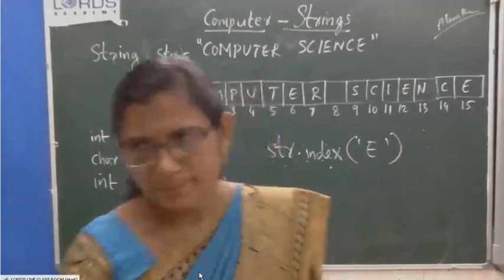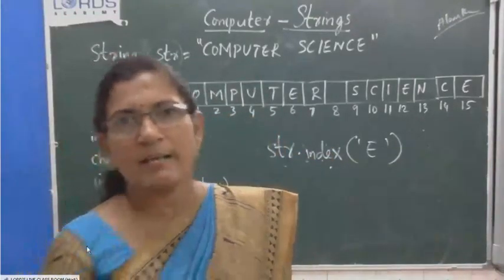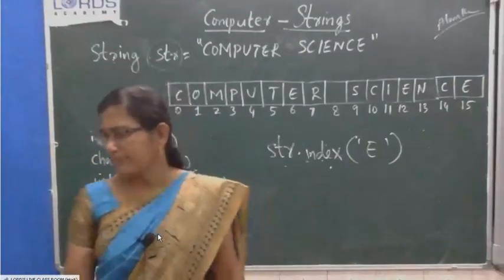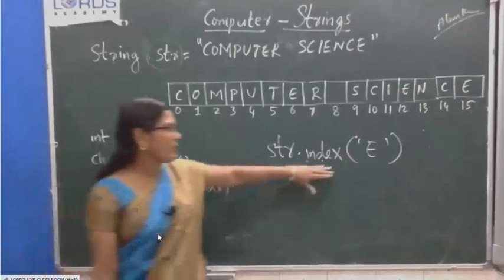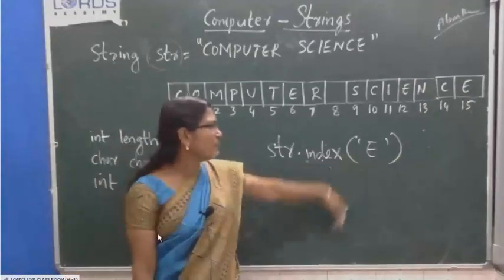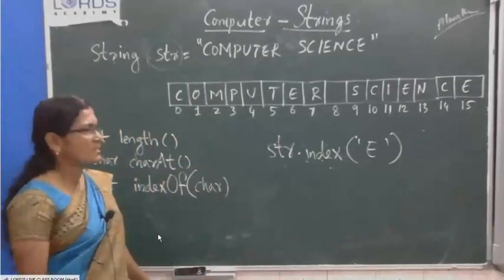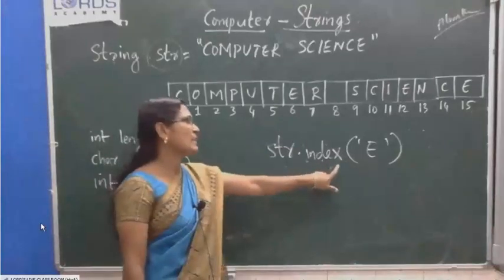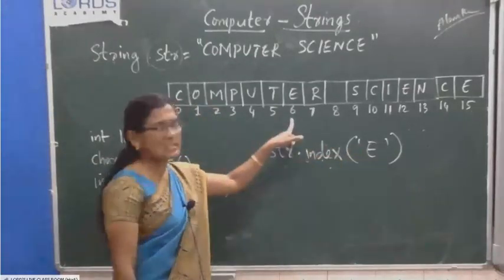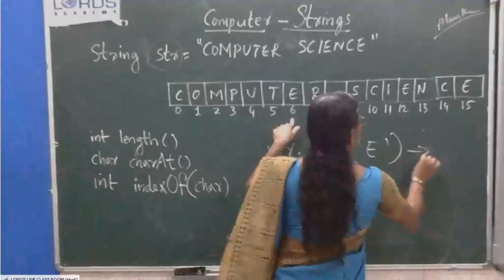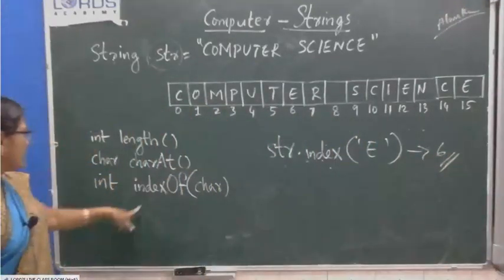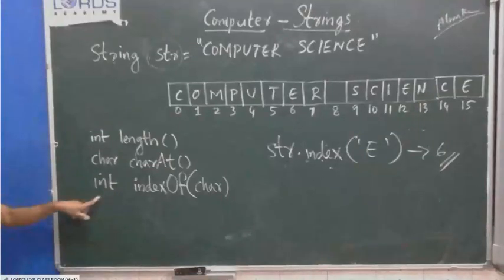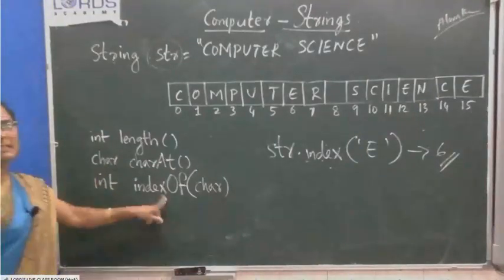Mrinalini, are you there? Yes. What is the index number of E? The first occurrence's index number. Where E comes first: 6. Okay. So, str.indexOf('E') will give you 6 as the return value. 6 is an integer value coming out from the method. The return data type of indexOf method is int.